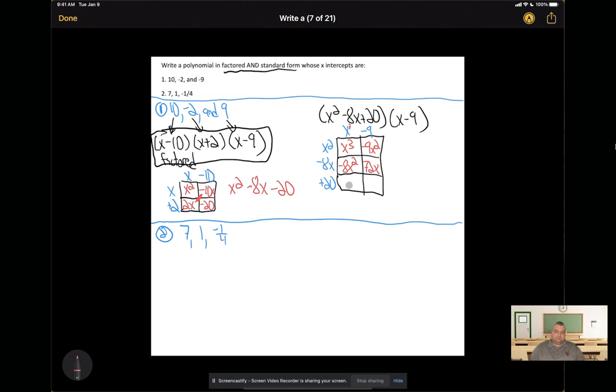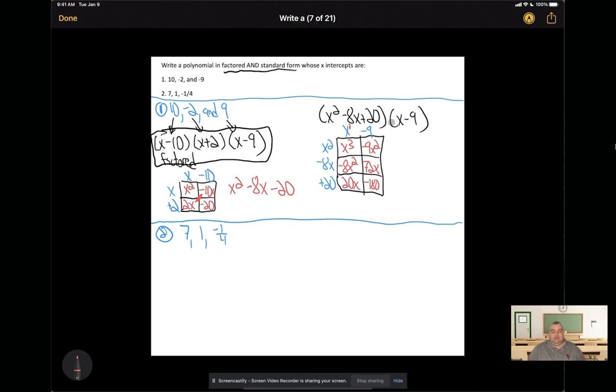Third row, we have 20 times x. So 20 times x is 20x. And then the last one is 20 times negative 9. So 20 times negative 9, you may need to use a calculator to double check. If you have to, you have to. There's no shame in doing that. 20 times negative 9 is negative 180.